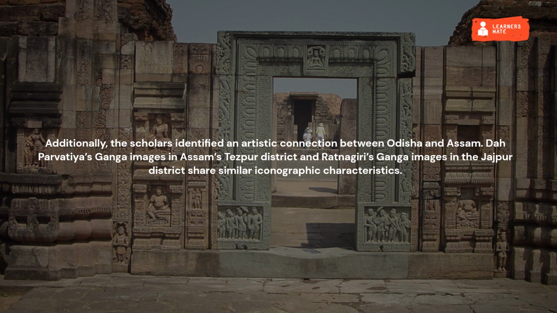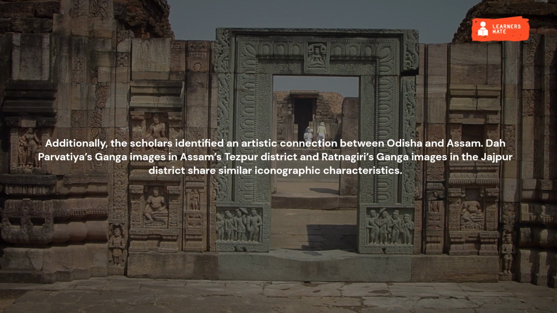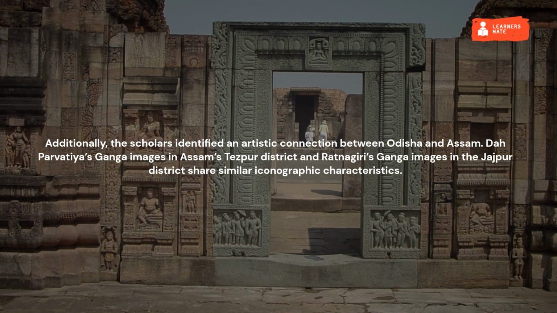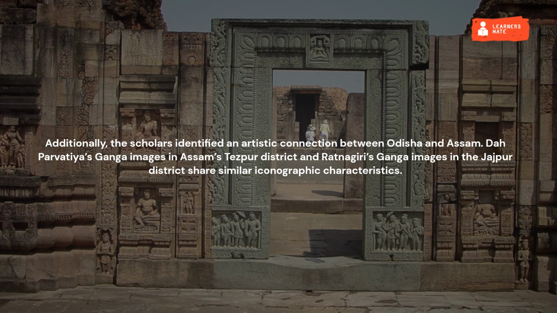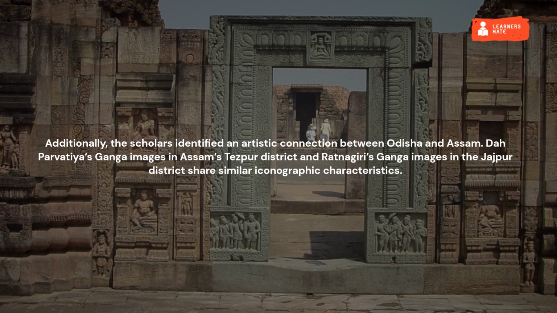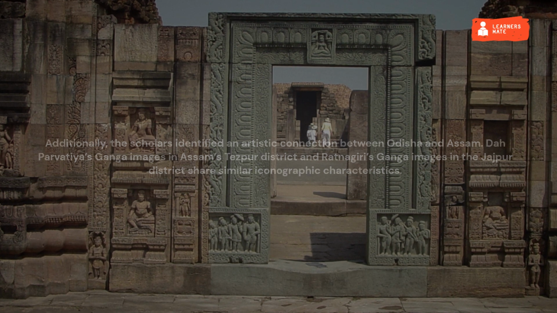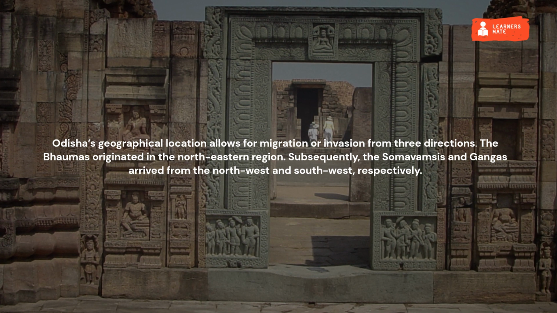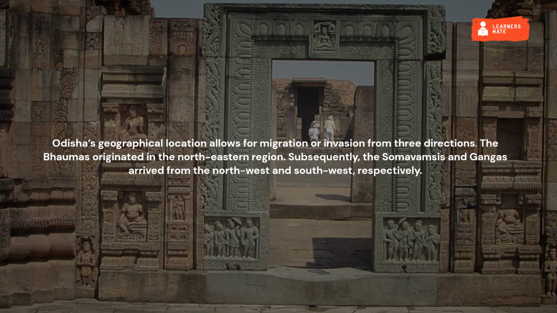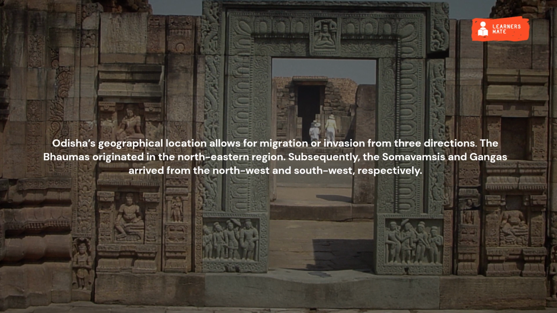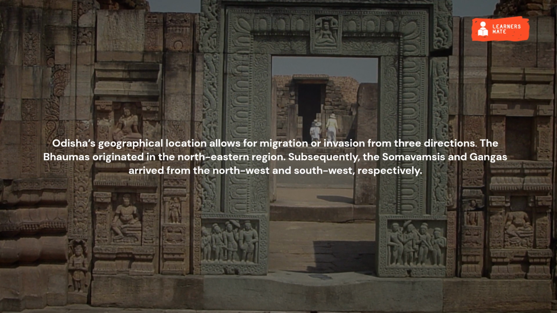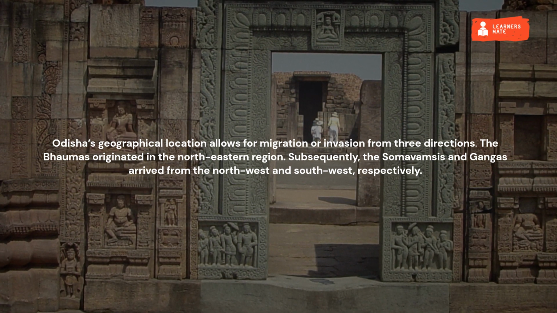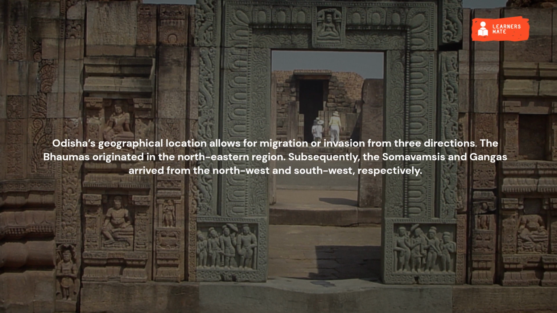Additionally, scholars identified an artistic connection between Odisha and Assam. The Parvatiya Ganga images in Assam's Tezpur district and Ratnagiri's Ganga images in the Jajpur district share similar iconographic characteristics. Odisha's geographical location allows for migration or invasion from three directions: northeast, northwest, and southwest. The Bhaumas originated in the northeastern region. Subsequently, the Somavamsis and Gangas arrived from the northwest and southwest, respectively.